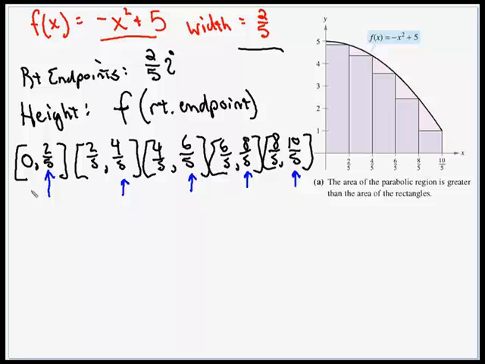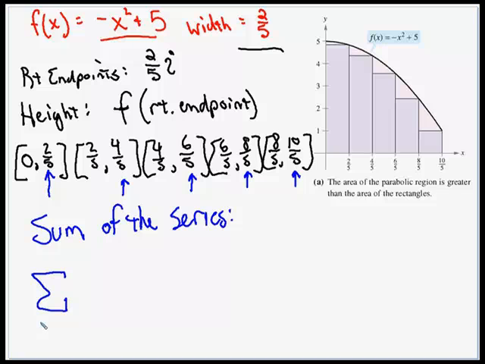So, the sum of the series. Our summation is, ooh, that's an ugly summation, the summation from i equals 1 to 5. We have 5 rectangles, and we are plugging our endpoints into this equation. So it's going to be negative, and our x values are now our endpoints, 2/5 i, and that x is quantity squared, plus 5.